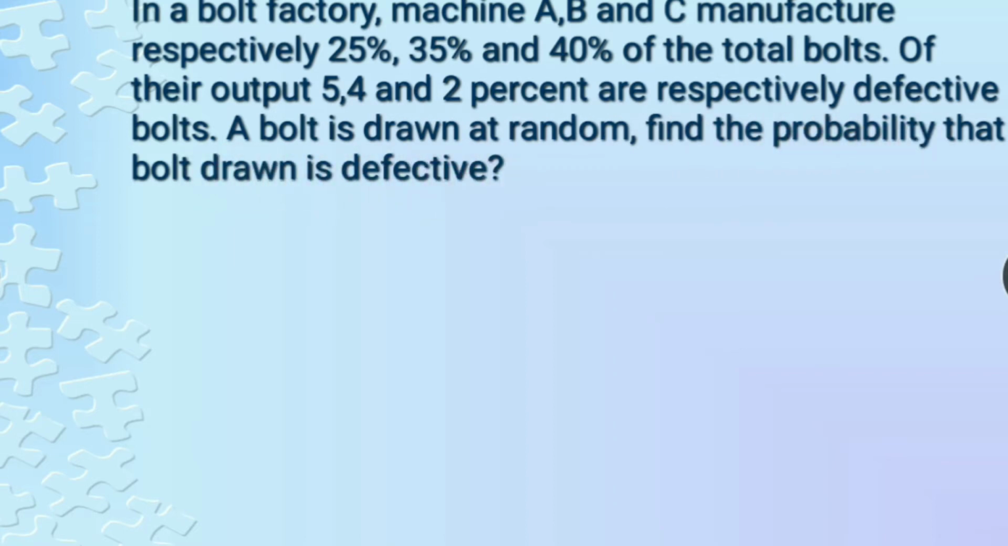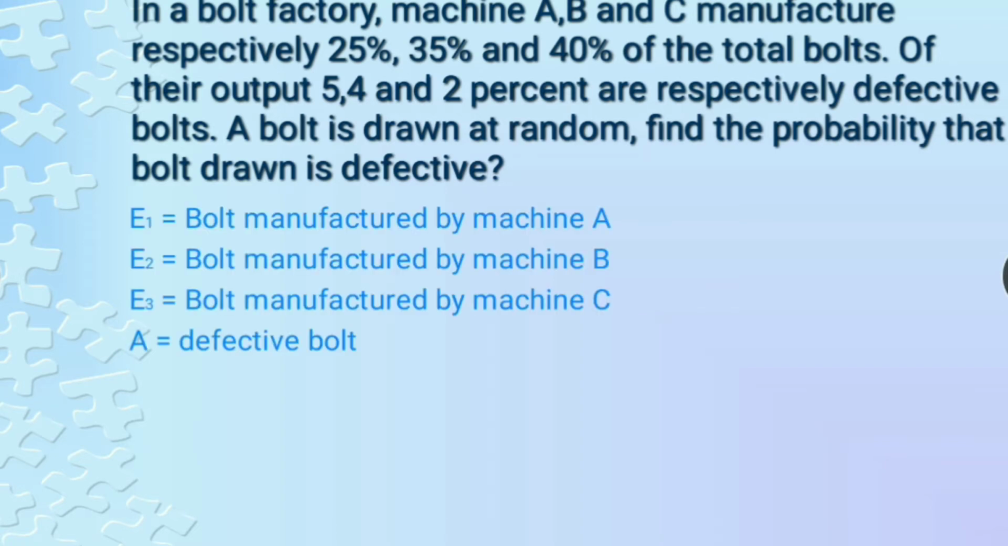So we have here, let's take E1 to be the bolt manufactured by machine A. Let's take event E2 to be the bolt manufactured by machine B, and let's take event E3 to be the bolt manufactured by machine C, and let's take event A to be a defective bolt. Now we have to find out the probability of a defective bolt.